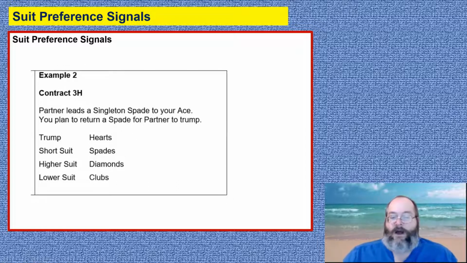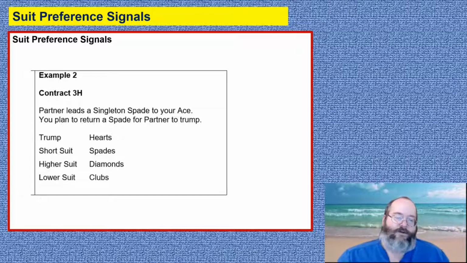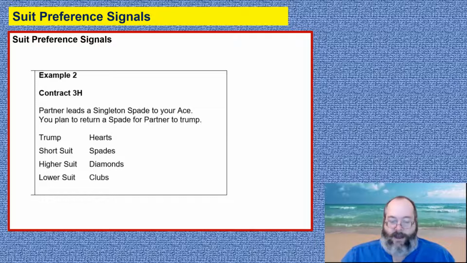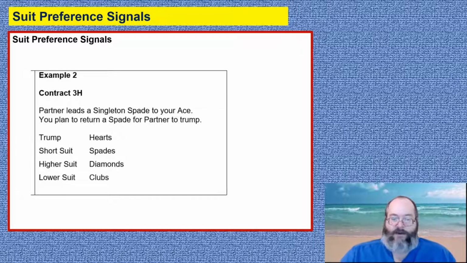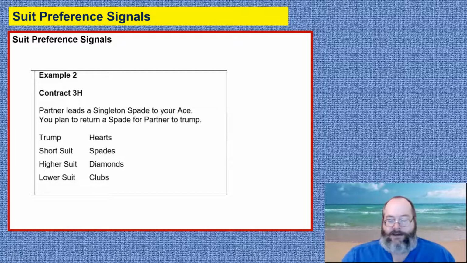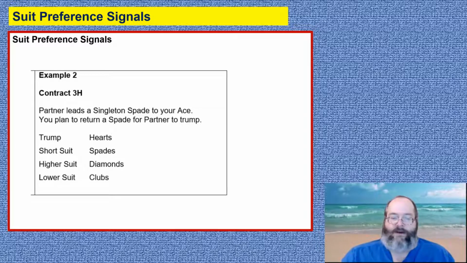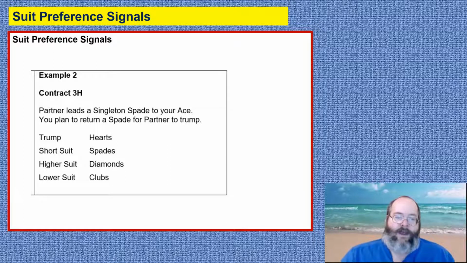Another example, contract is 3 hearts. So hearts are the trump suit. Partner leads a singleton spade to your ace, and you're going to play back a spade to partner for partner to trump. So the trump suit is hearts. That's not going to be relevant. The suit I'm leading back is spades. Partner's not going to be able to play one of those even if he wanted to. So the suits he can choose to return are diamonds and clubs. The higher ranking suit here is diamonds. The lower ranking suit here is clubs.